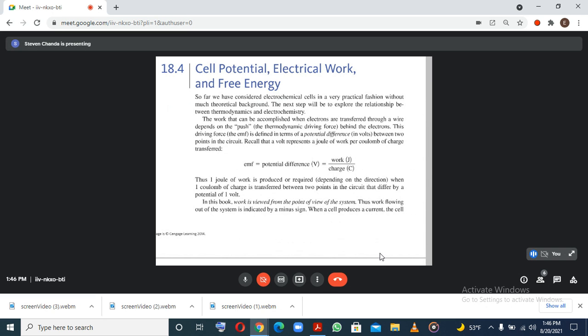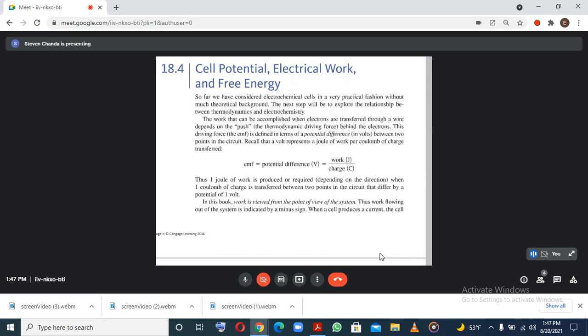So then, how does this work get done? The work that can be accomplished when electrons are transferred through a wire depends on the push, or the thermodynamic driving force, between the electrons. Remember, we talked about how electrons are going to move from the anode to the cathode, right? And that push, that's providing the push for the moving of the electrons, is what we call the electromotive force, okay?